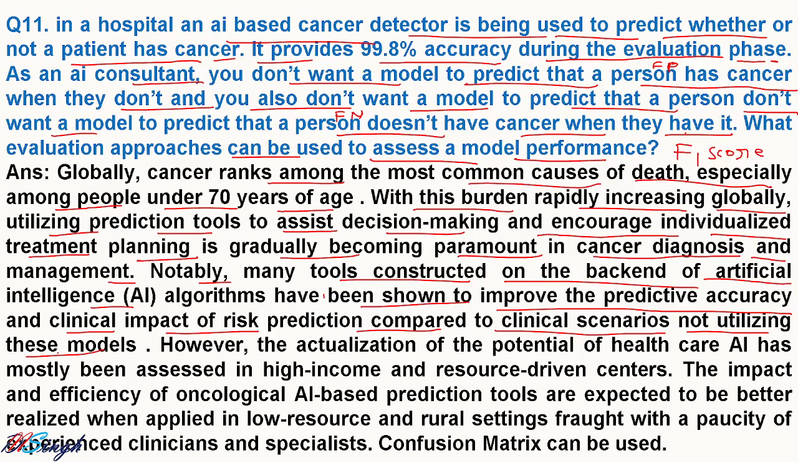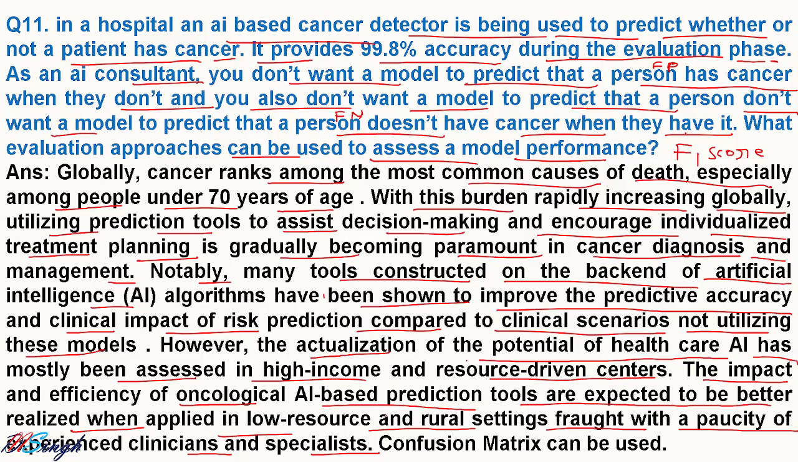और ऐसी जगह पर जो रिस्क प्रिडिक्शन है वो ज़्यादा आसानी से हो पा रहा है जहाँ पर ये AI मॉडल यूज नहीं हो रहे हैं. However, the actualization of the potential healthcare of AI has mostly been assessed in high income and resource driven centers. पर इनका जो अवेलेबिलिटी है वो बहुत ही महंगे और रिसोर्स ड्रिवन सेंटर्स के पास है, नॉर्मल हॉस्पिटल्स के पास नहीं है. The impact and efficiency of oncological AI based prediction tools are expected to be better realized when applied to low resource and rural settings fraught with the paucity of experienced clinicians and specialists.